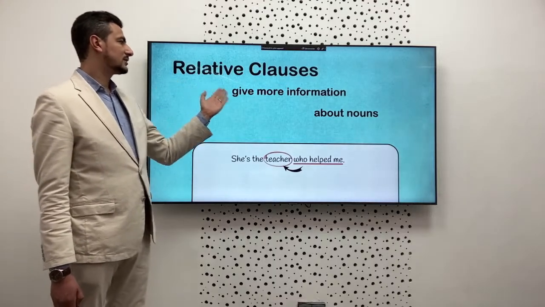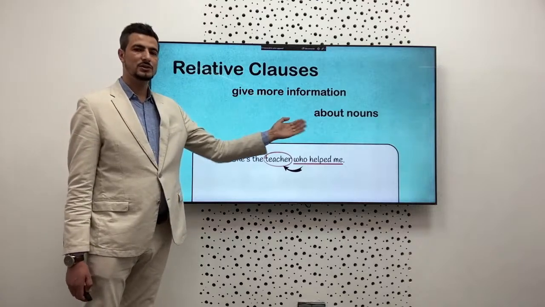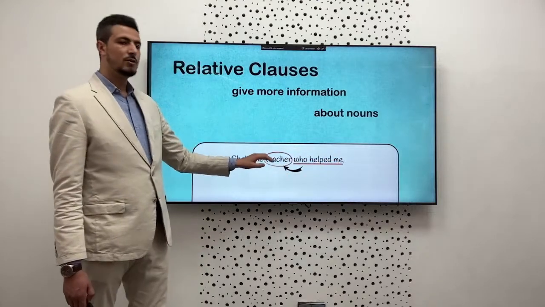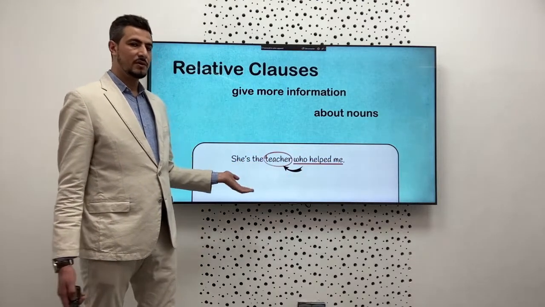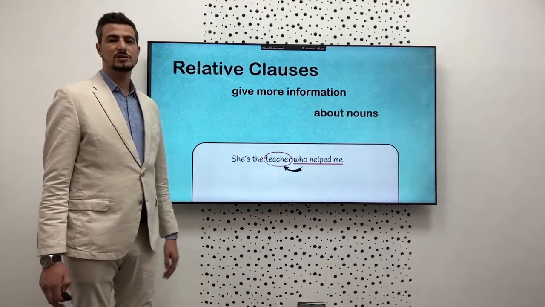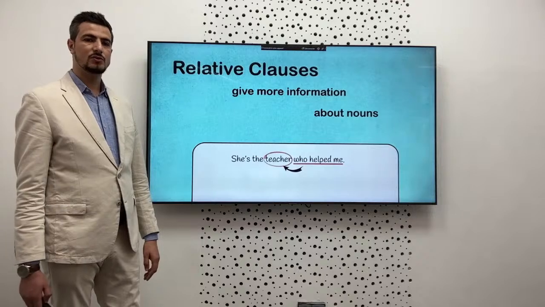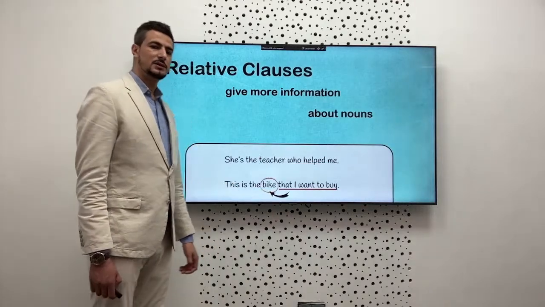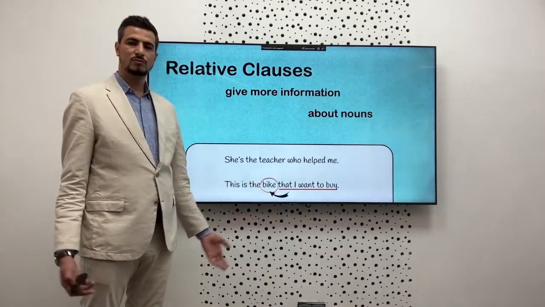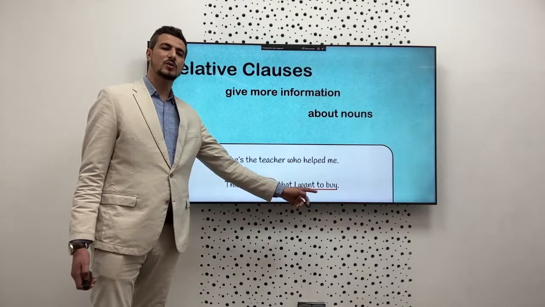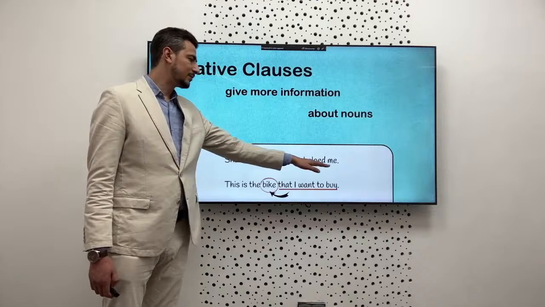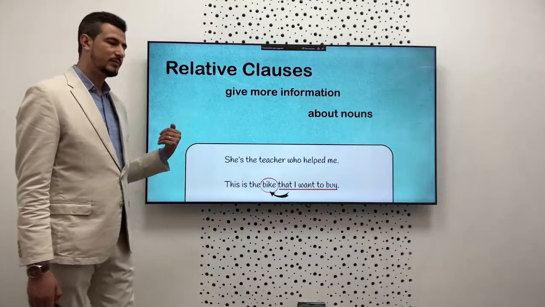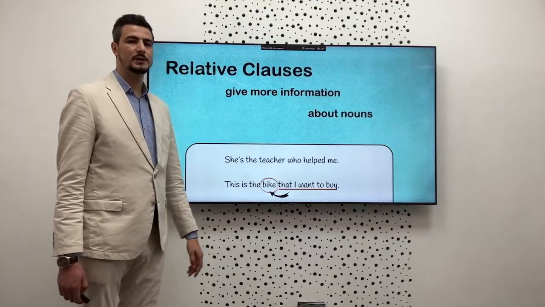And you have to understand that relative clauses give more information about nouns. So this is the relative clause, who helped me. It gives us more information about the teacher. You can't say just she is the teacher and stop talking. If you say so, you have to explain what teacher you're talking about. The second is, this is the bike. Which bike? The bike that I want to buy. So both who helped me and that I want to buy give us more information about the nouns before, like the teacher and the bike.